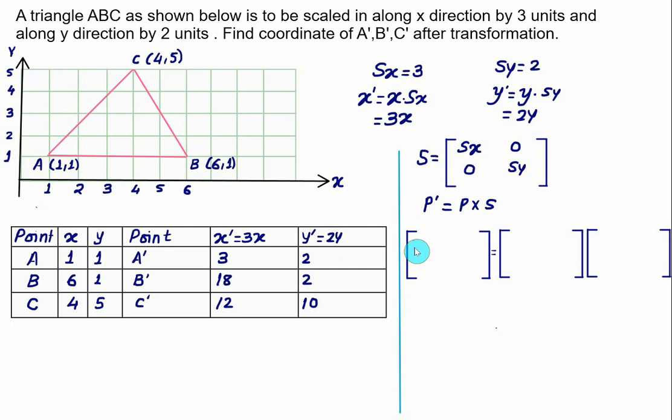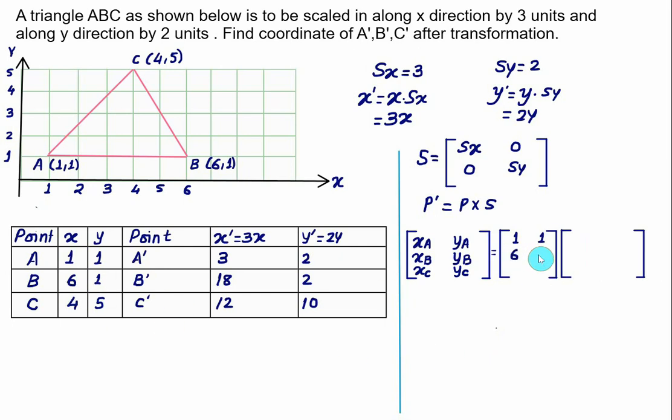So we have XA, YA, XB, YB, XC, YC. Here you have to write down the coordinate of A. Coordinate of A is 1, 1. So we have 1, 1. Coordinate of B is 6, 1.